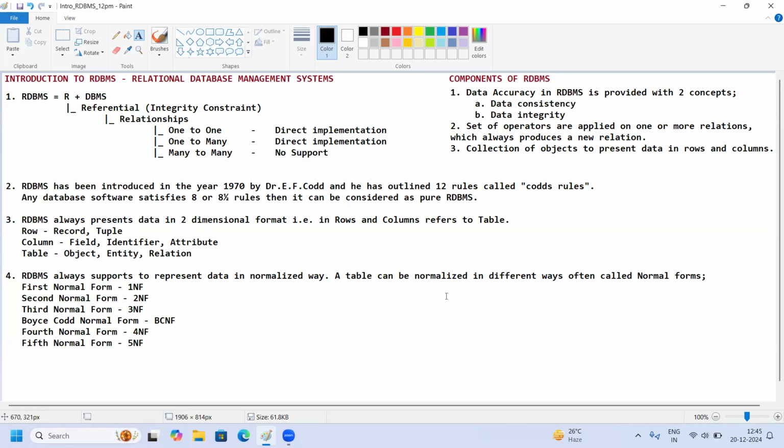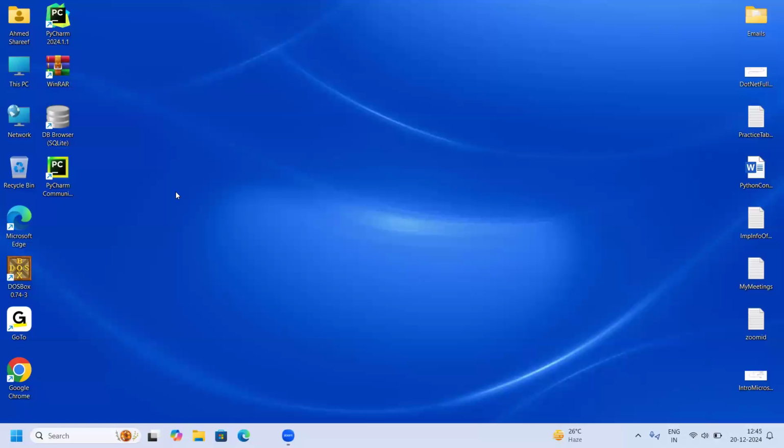That's it. This is your complete introduction of RDBMS. Next class I'll directly come up with introduction to SQL Server. From there, we are into our subject. So in this course, are we covering stored procedures? Yes, compulsory.